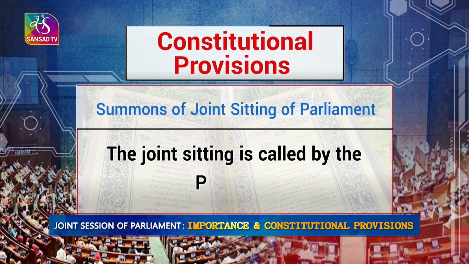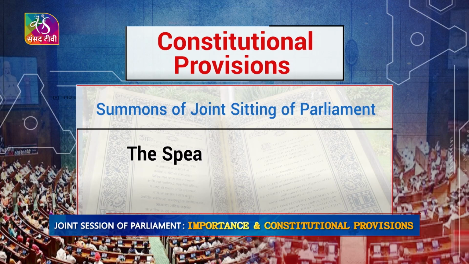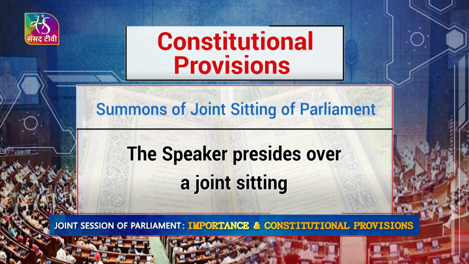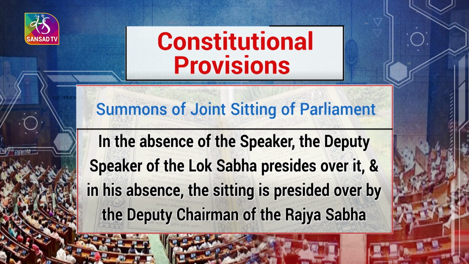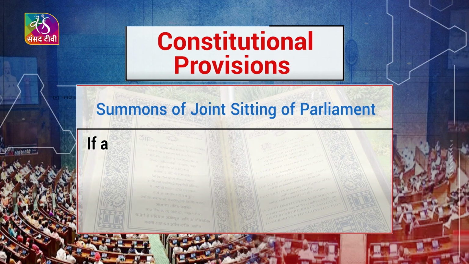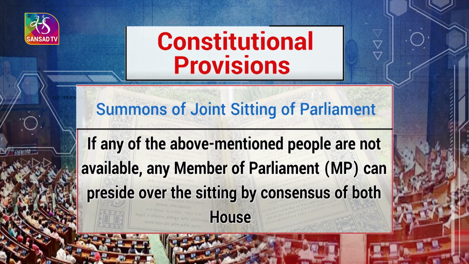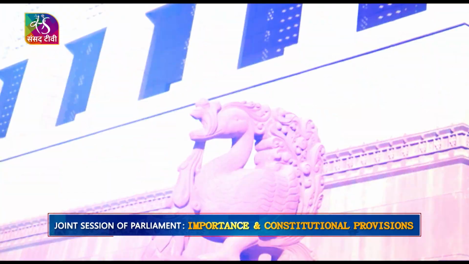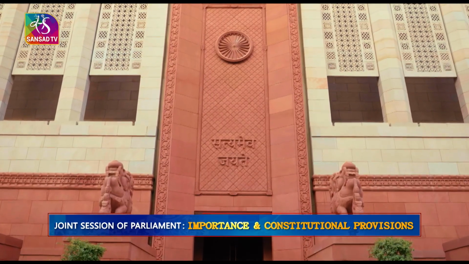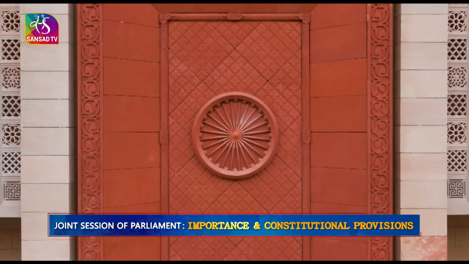The joint sitting is called by the President. The Speaker presides over a joint sitting. In the absence of the Speaker, the Deputy Speaker of the Lok Sabha presides over it, and in his absence, the sitting is presided over by the Deputy Chairman of the Rajya Sabha. If any of the above-mentioned people are not available, any Member of Parliament can preside over the sitting by consensus of both houses. The quorum to constitute a joint sitting is 1/10 of the total number of members of the House.